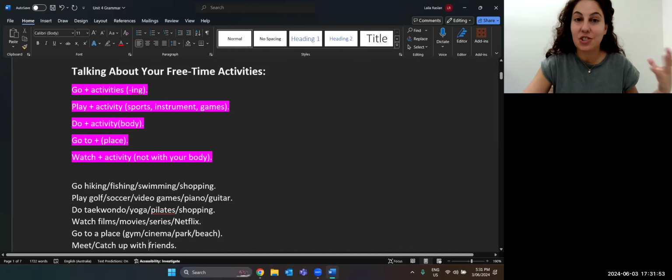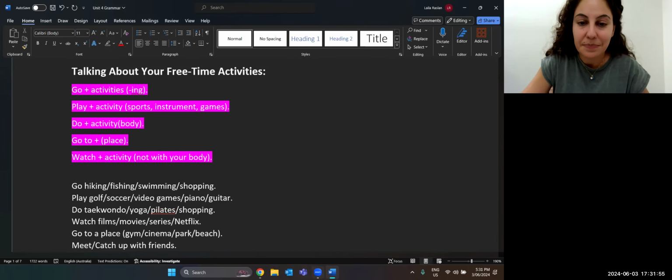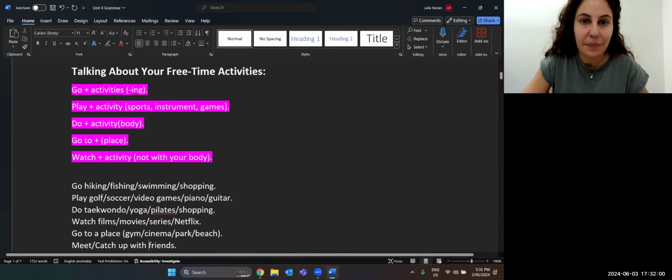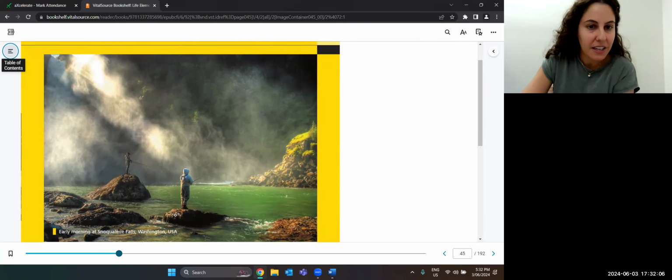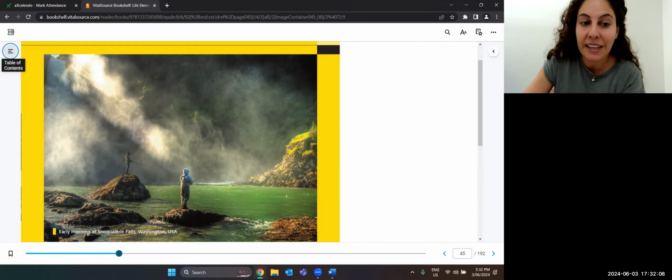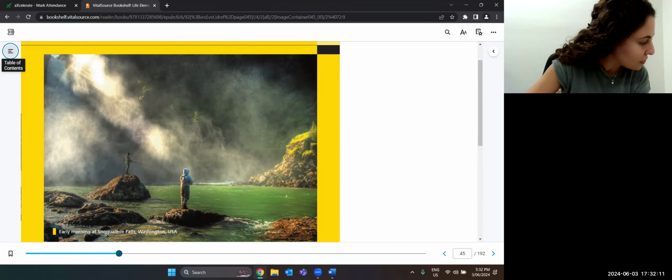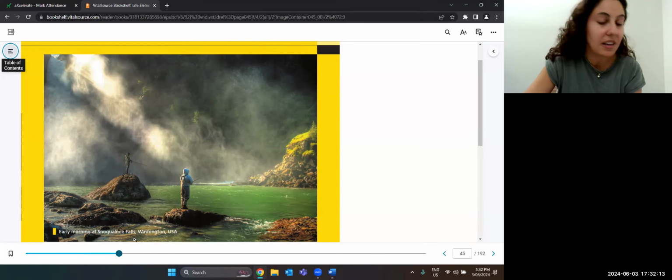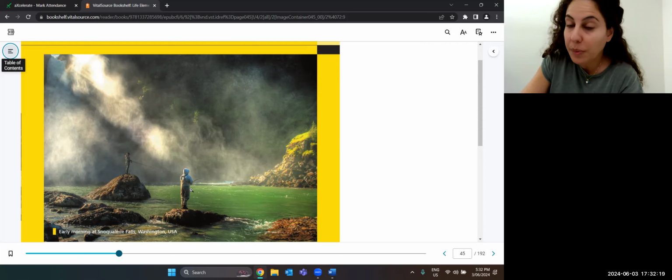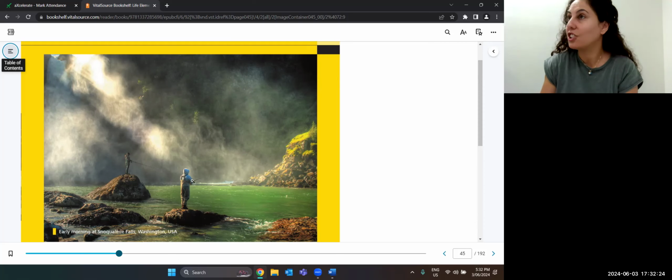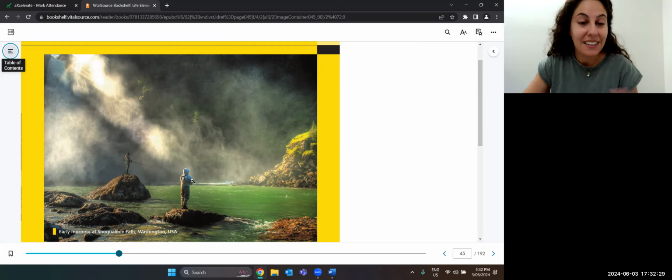Okay, so let's do some exercises from our textbook. We can see a picture here, and it says early morning at Snoqualmie Falls, Washington, USA. So in America, and it looks like there are two people and they are fishing. Do you agree? They are fishing? Okay, that's a free time activity, a hobby.